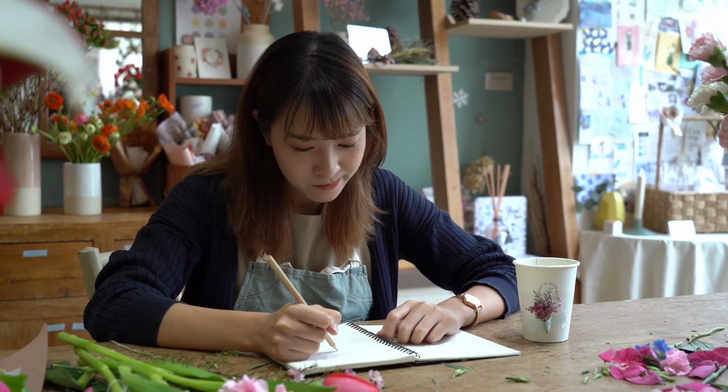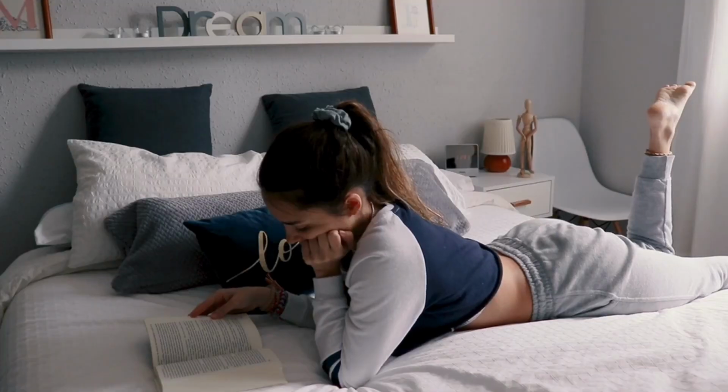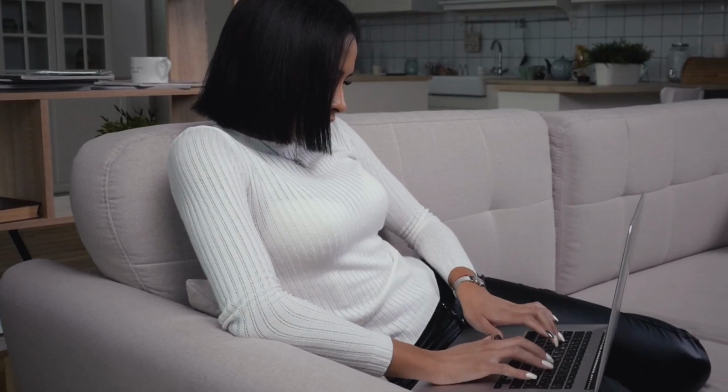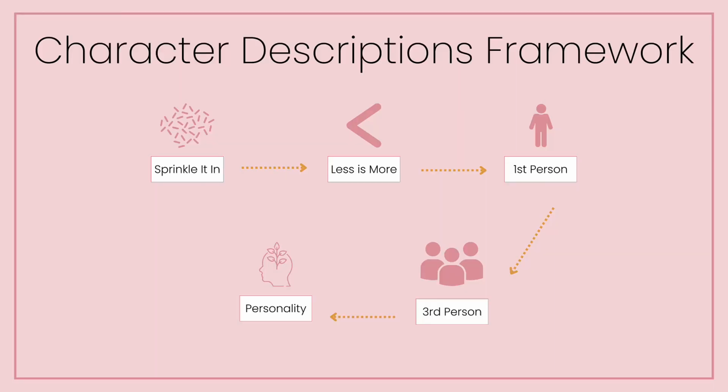Writing the physical appearance of your character can be really tricky. How much do you show us? What is important to show us? What does the reader want to see? And what can you leave out completely? We're going to answer these questions and a few more using my 5-point character framework.